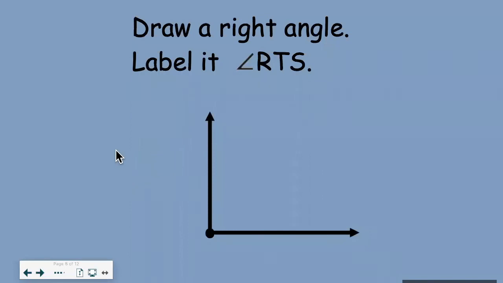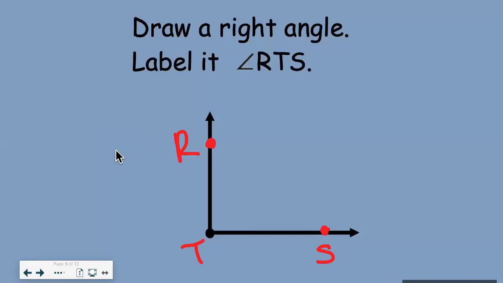All right, let's draw a right angle and label it angle RTS. Now, yesterday we talked about the correct way to label things. And so when we have an angle, you have the angle symbol in front, and then RTS is an important order. So R is going to be on one of the rays. That middle letter, that middle point is always going to be the vertex. And then the third point would be the opposite side. So this is R, this is T, and this is S. Now the R and the S could be reversed, but the T must be at the vertex.